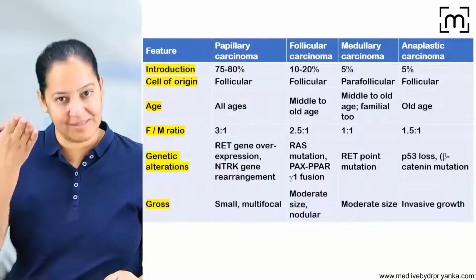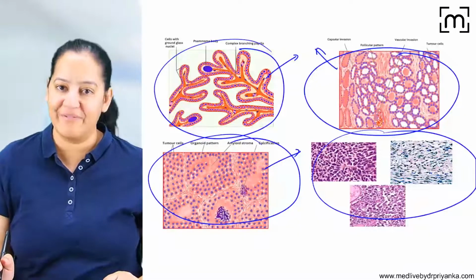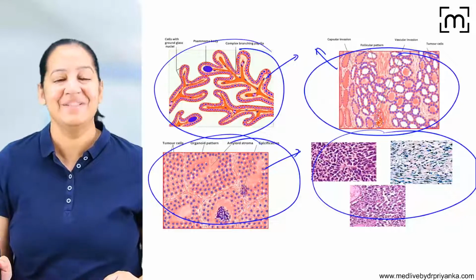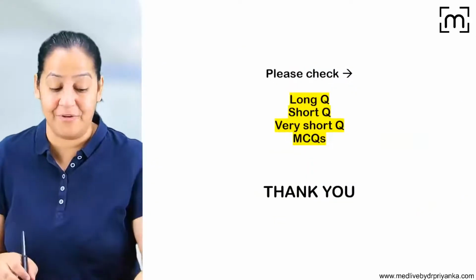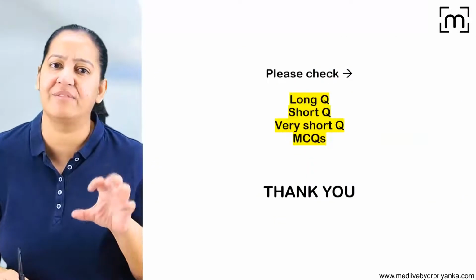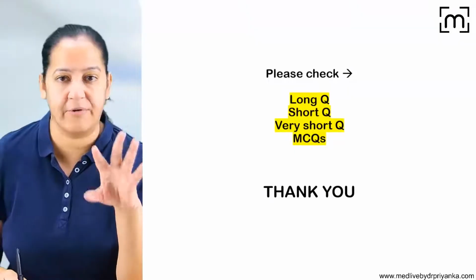So that's all about it. The same table is filled in front of you. You can read it. You can see all about it. So if any one of them is asked in your exam, you have to write that only. And if a particular feature of that particular carcinoma is asked, write that only.